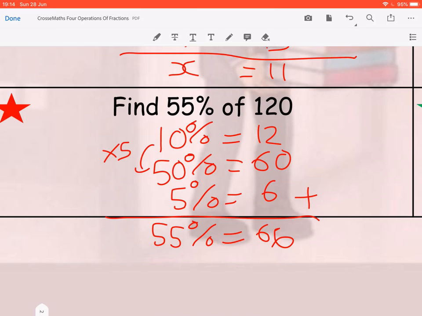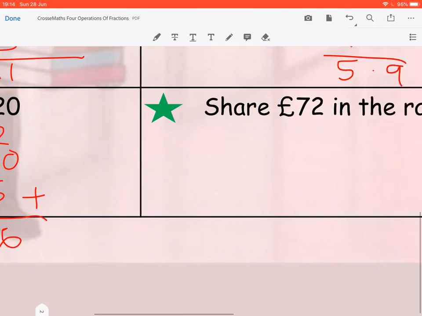If you've got a quicker way of getting it, that's brilliant. Stick with your way. This is just the way I know. And my way is exactly the same whatever the numbers are. The numbers don't change anything. You still follow the same steps. But please, if you've got a way that works, you stick with it.